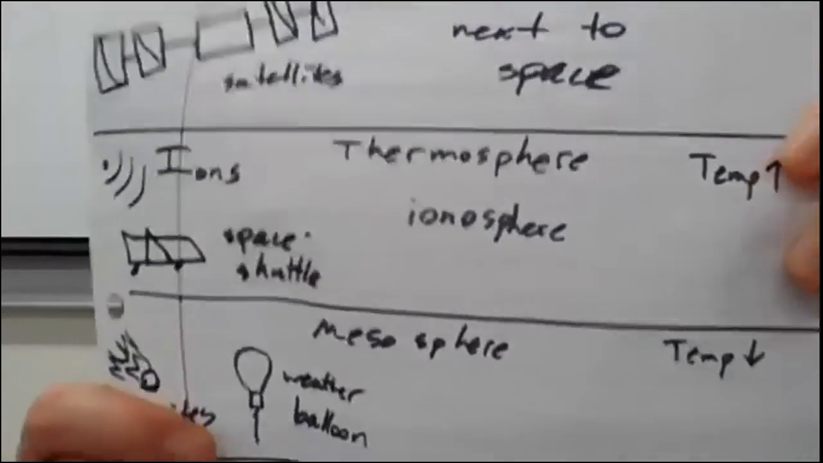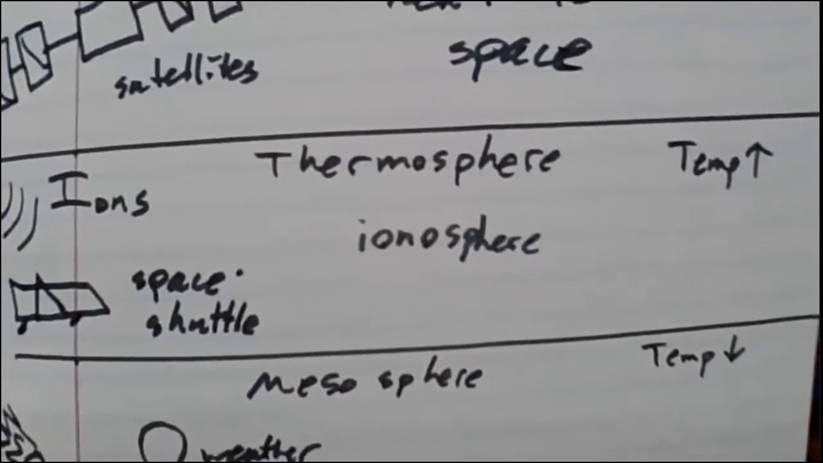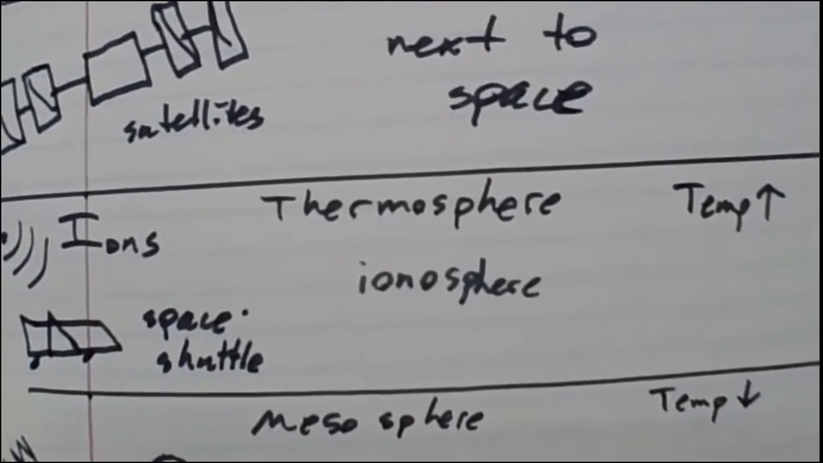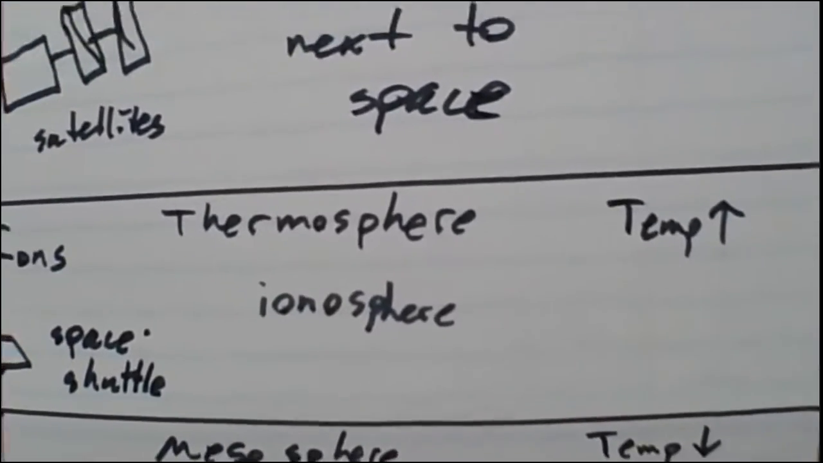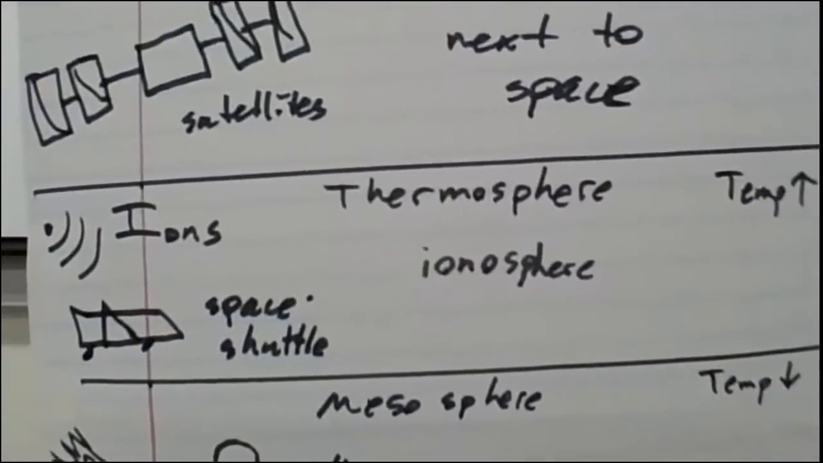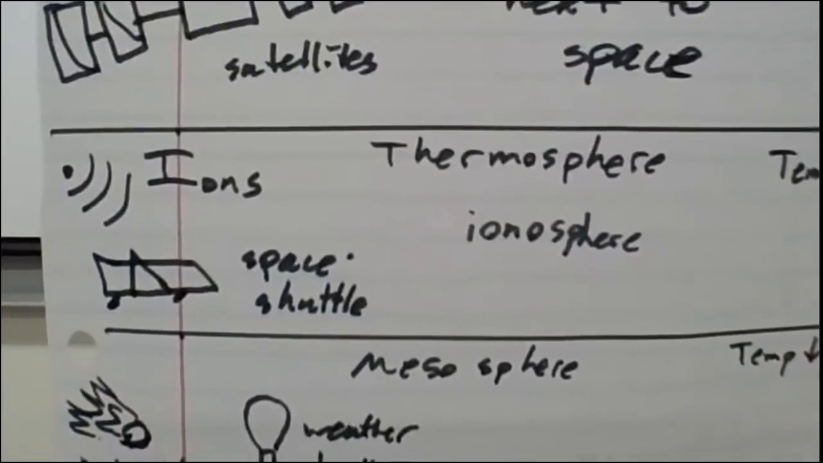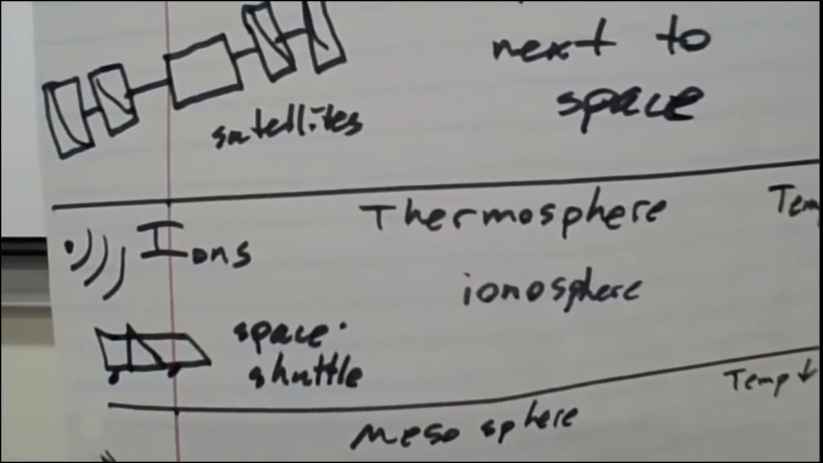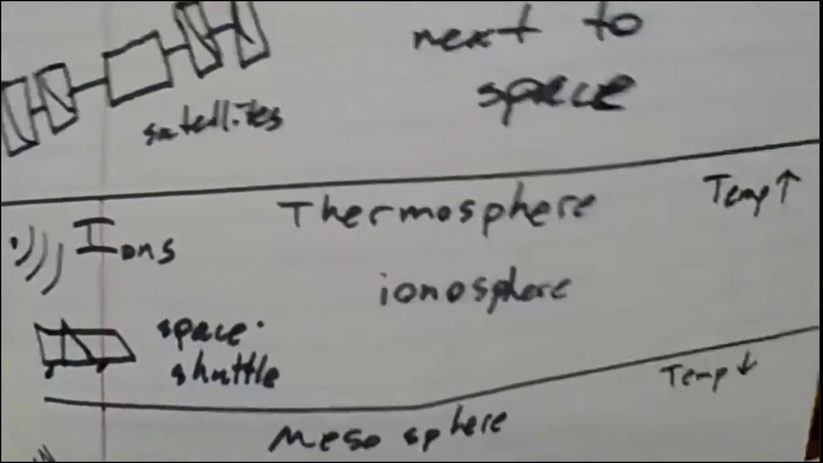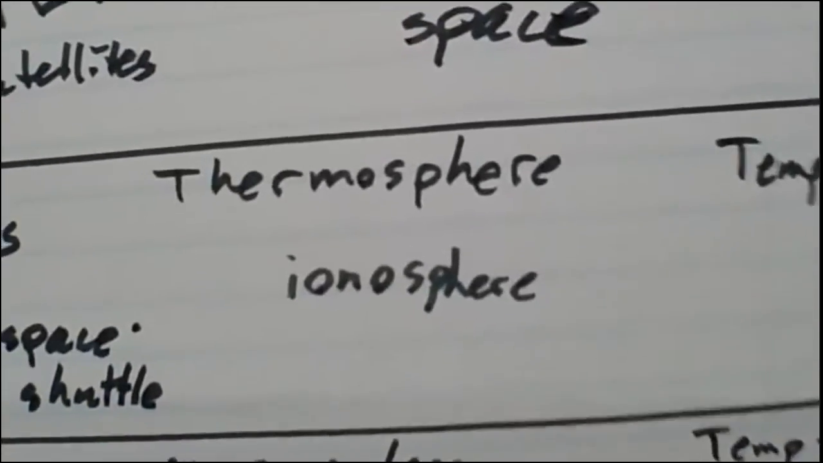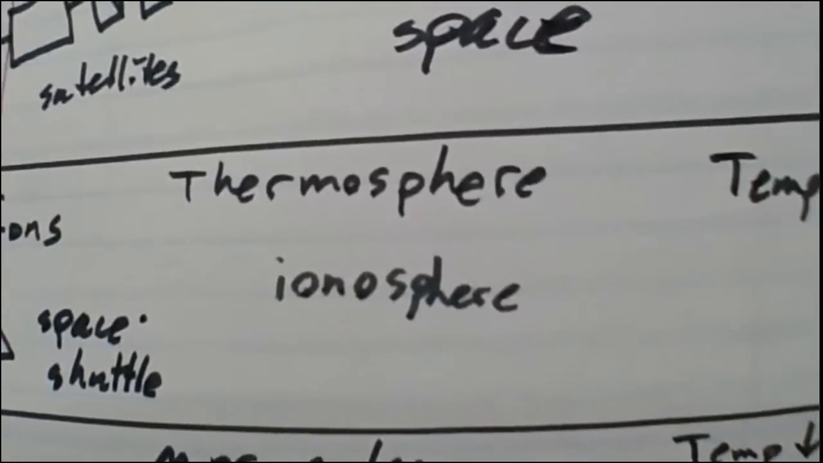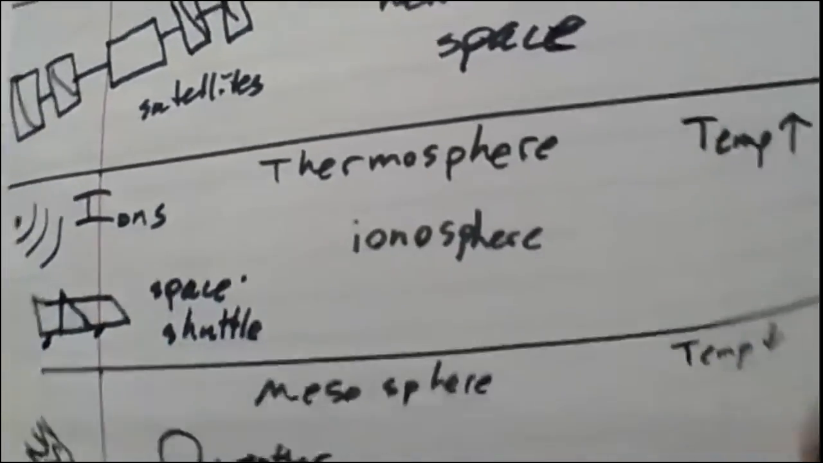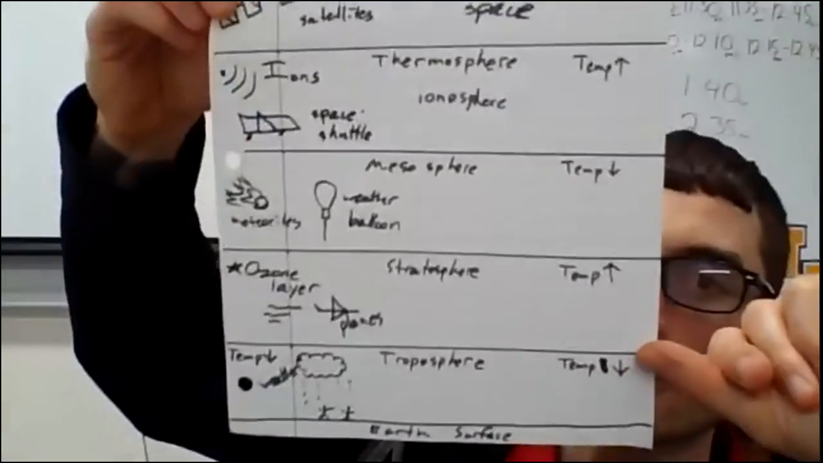Next, we have the thermosphere. And the word thermo means temperature is getting warmer. So temperature is going to be going up for this one. And then all I need to include with that is a space shuttle and ions, energetic particles called ions. Hence why this is also called the ionosphere. So we've got our first 4.